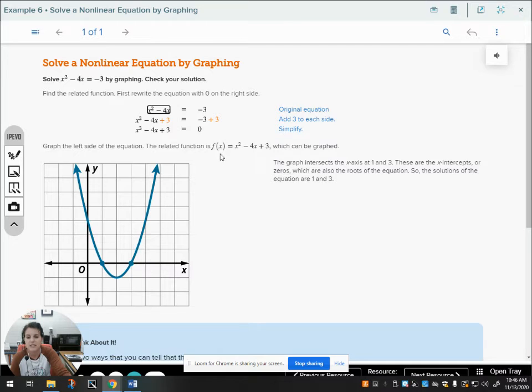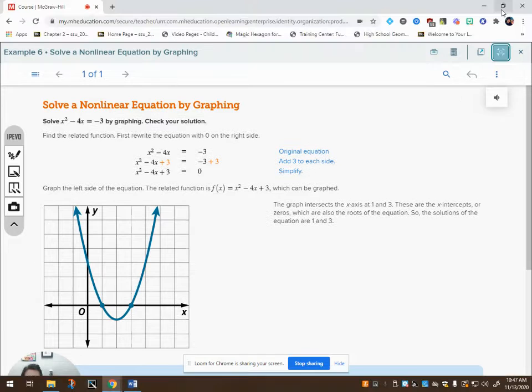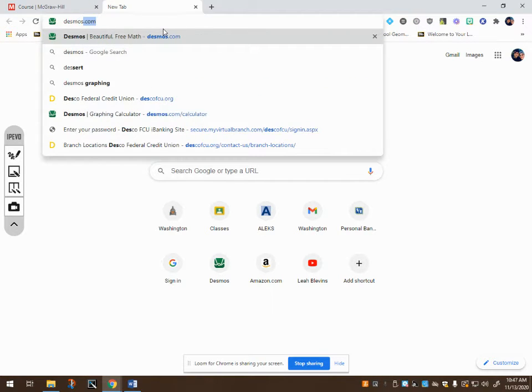Now I would not at this point suggest that you try to graph this because you probably don't know how. I've not taught you how to graph a parabola. What I would suggest that you do is go to Desmos and type it in. So let's just do that. Desmos.com.